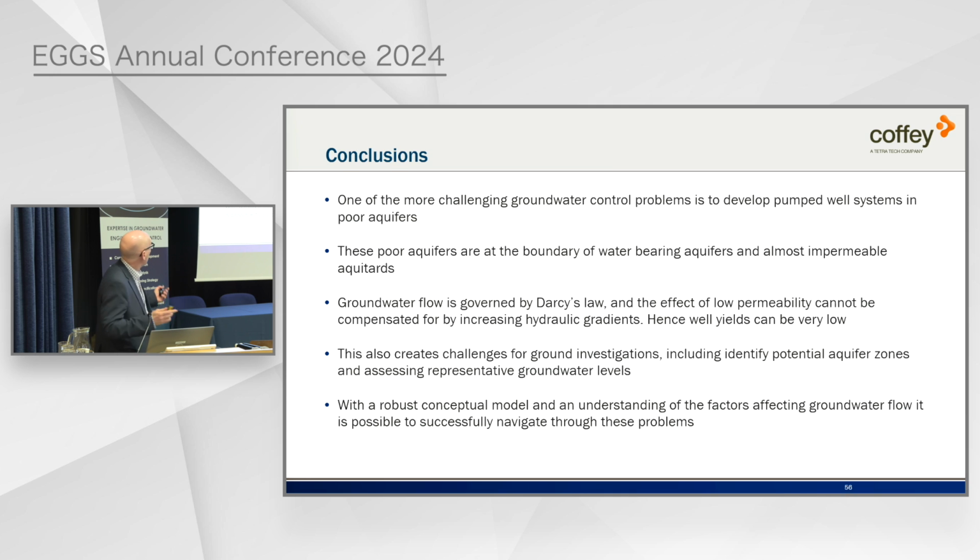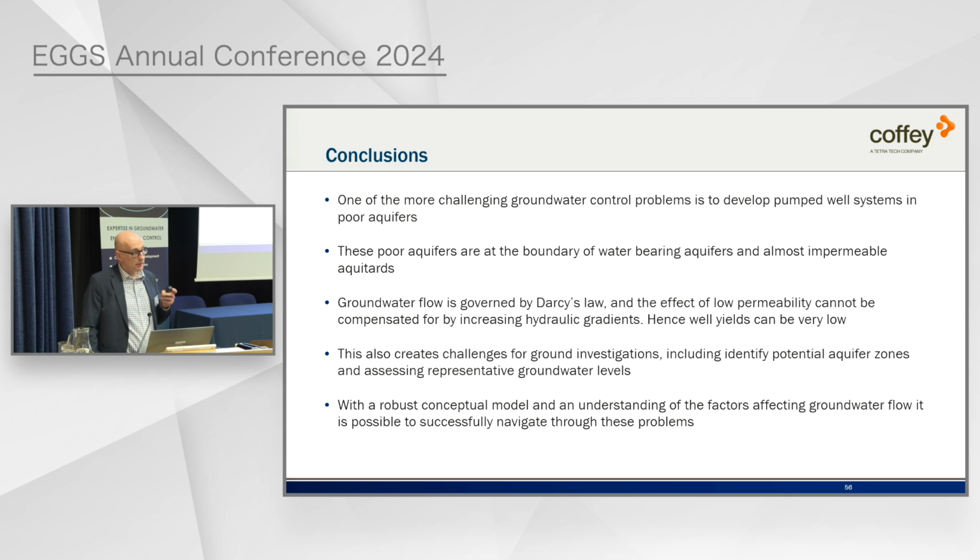So my hypothesis tonight, and it's a very personal view, is that I'm not worried about high permeability conditions. We can deal with that. What worries me is the poor aquifers that are at the boundary between clearly water-bearing aquifers and almost impermeable aquitards. Groundwater flow is governed by one of my top 5 equations, Darcy's law. And when you look at that, including the minus sign, you can't compensate for the low permeability by increasing the hydraulic gradient. And therefore, low well yields are an absolute outcome of that.